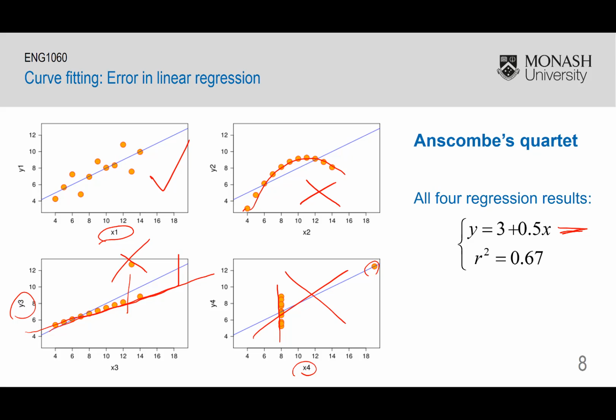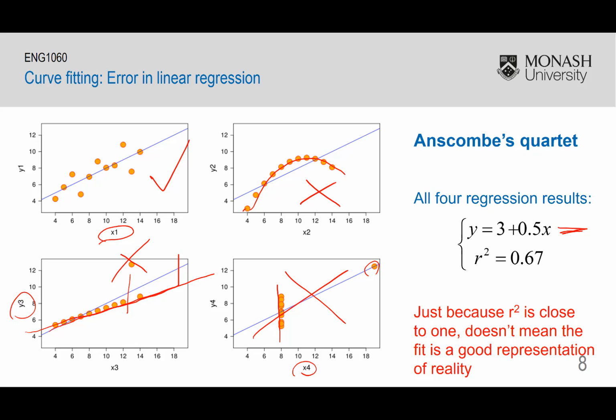So the fundamental take-home point from this is, just because r squared might be close to 1 doesn't mean the fit is a good representation of reality. Fitting a curve, fitting a function to a set of data points is just a guess to what's really happening underneath, and one really needs to look at the physics to see whether what you've fitted is a good representation or not.